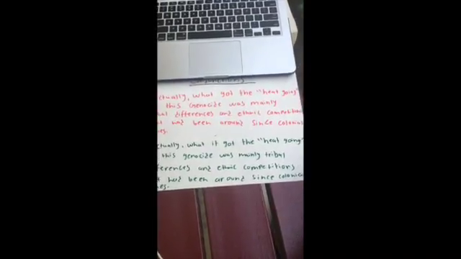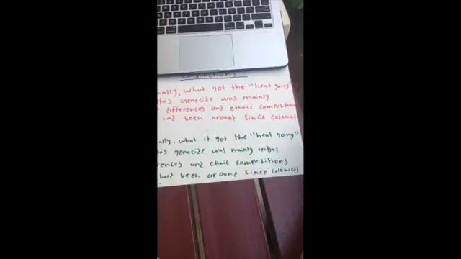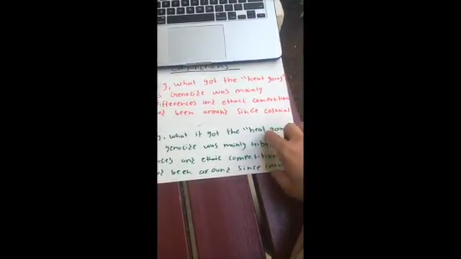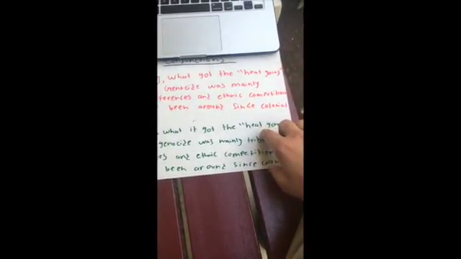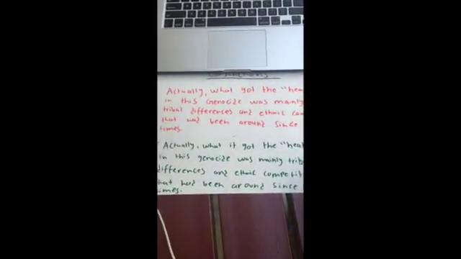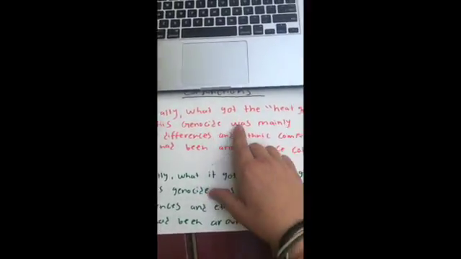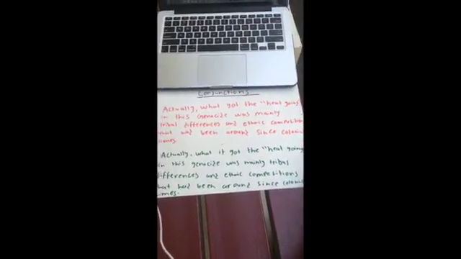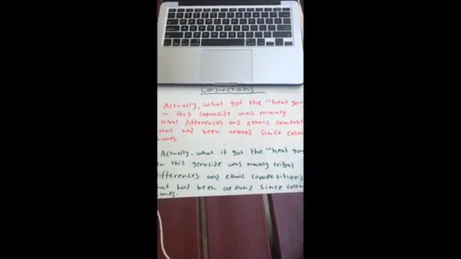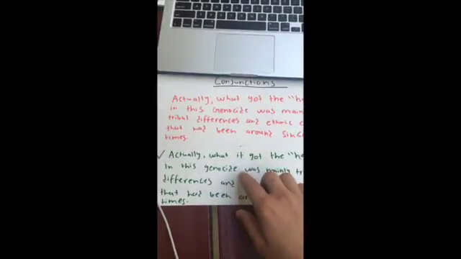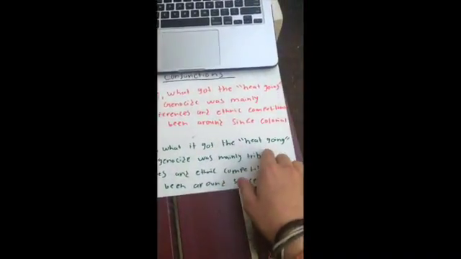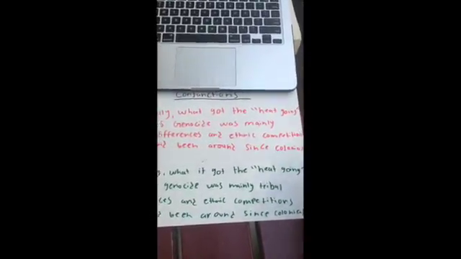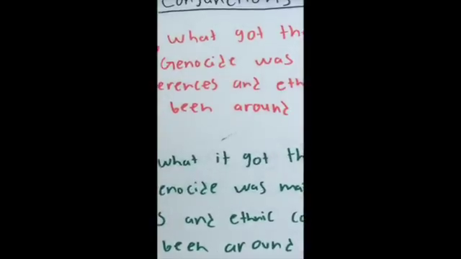As you can see, just by adding the conjunction "it," the sentence seems stronger, and now I can relate to why I used the term "heat going" and put it in quotation marks to make my point. If I would simply say it like this, "Actually we got the heat going in this genocide was mainly tribal differences and ethnic competitions that had been around since colonial times." Here, which is the correct version, "Actually what it got the heat going." I can relate to that because it makes my sentence feel stronger, simply by including the word "it."